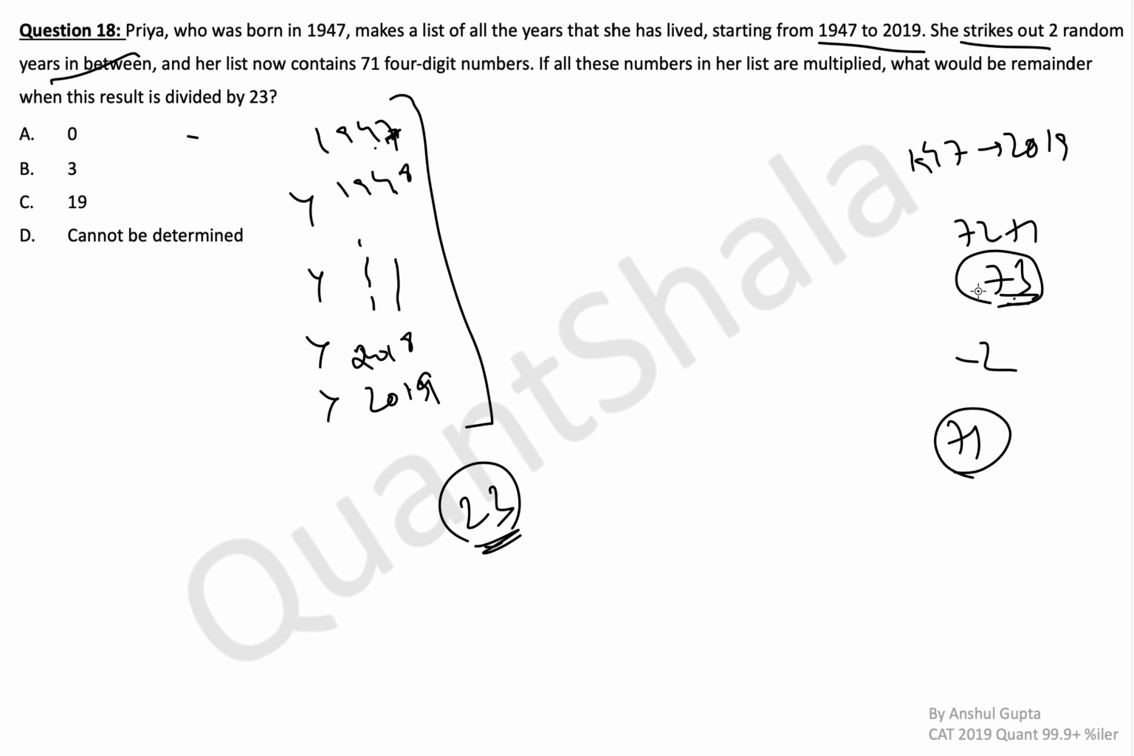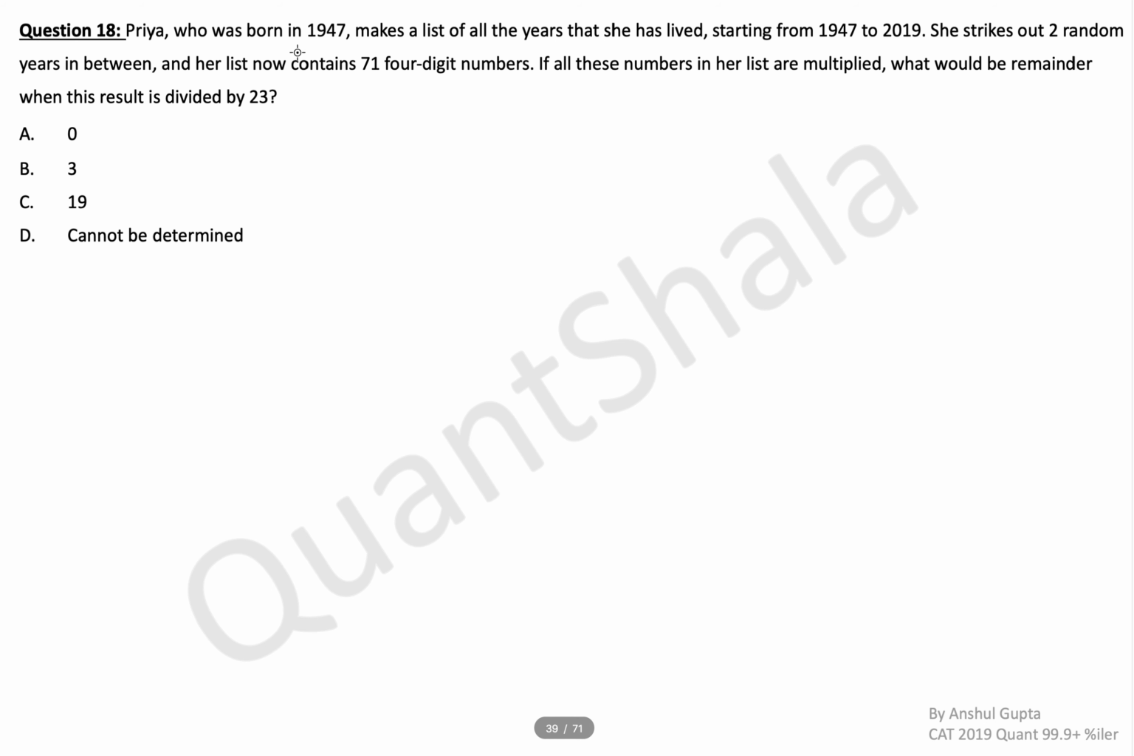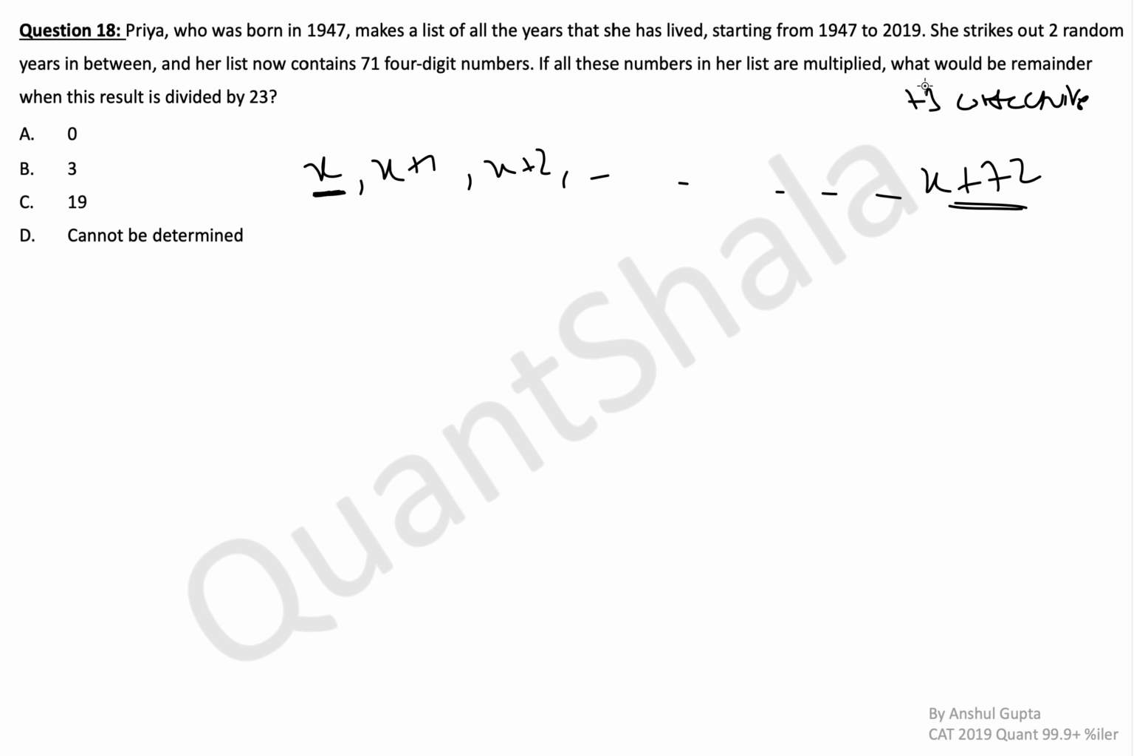See, you know that there are 73 consecutive numbers. In 73 consecutive numbers, how many numbers will be there which are guaranteed divisible by 23? If you have your 73 consecutive numbers, let's say this number is x, then you have x plus 1, then x plus 2, and so on till x plus 72. These are the 73 consecutive numbers which she wrote down initially before striking out.